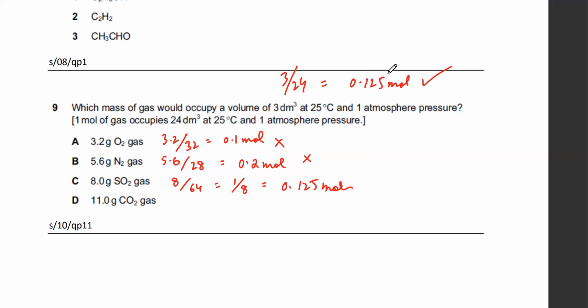So he was asking which of these gases would occupy this much volume. I found the moles: if it has this many moles, it's going to occupy this much volume. So 0.125 moles, it's going to be C. Is this clear?